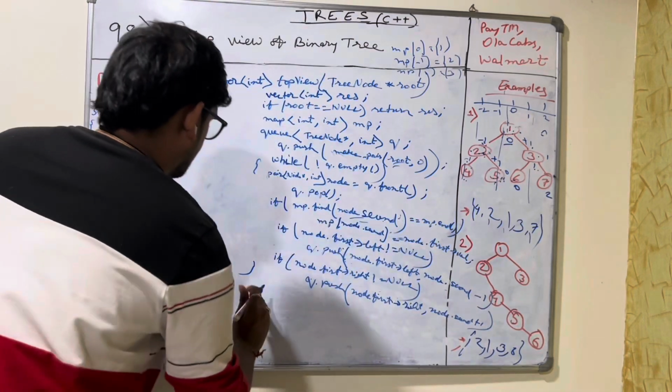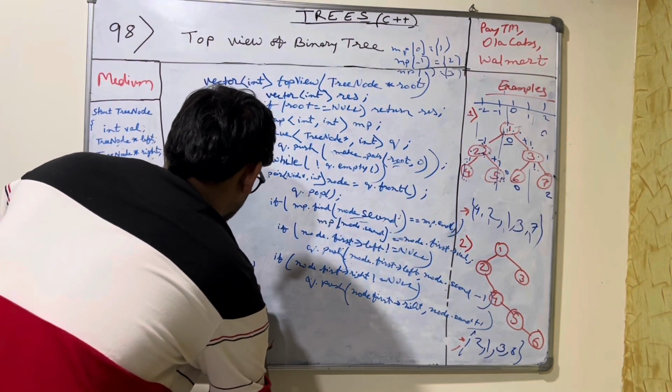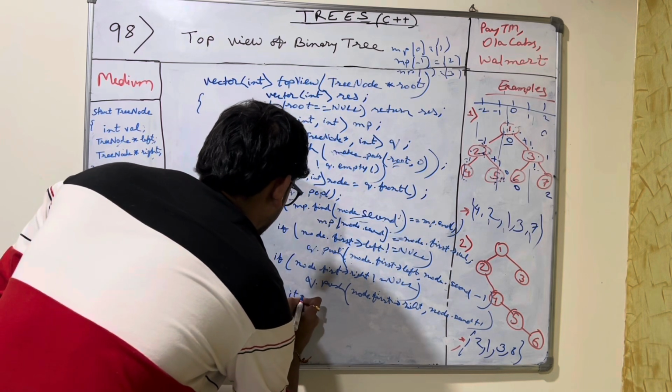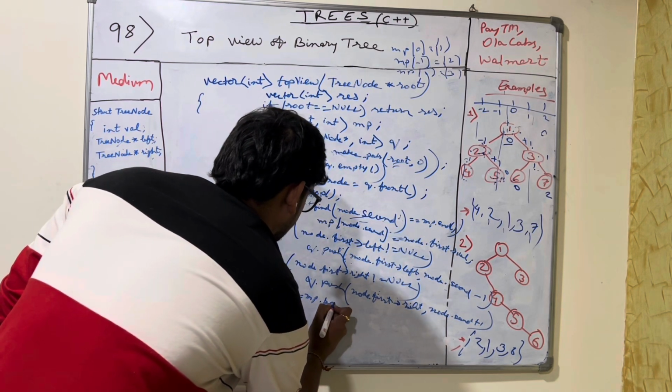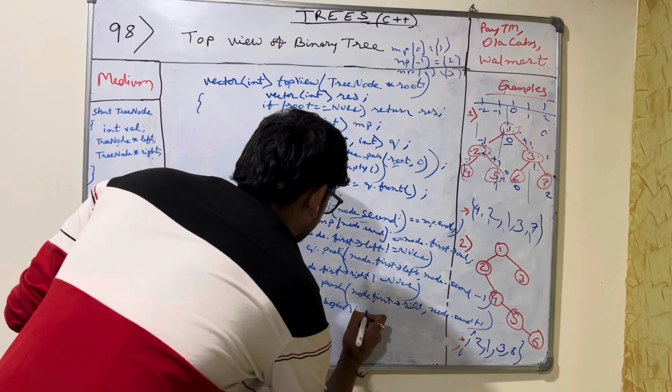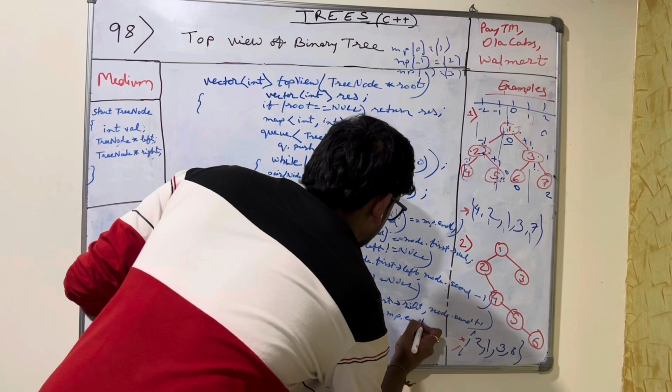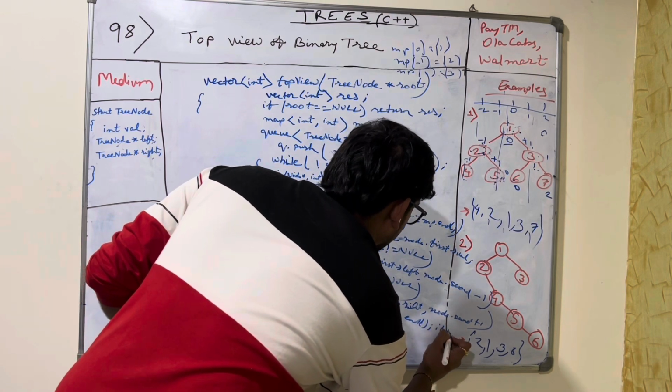Now what we'll do, we will just traverse the map: for auto it equal to mp dot begin, it not equal to mp dot end, it plus plus.